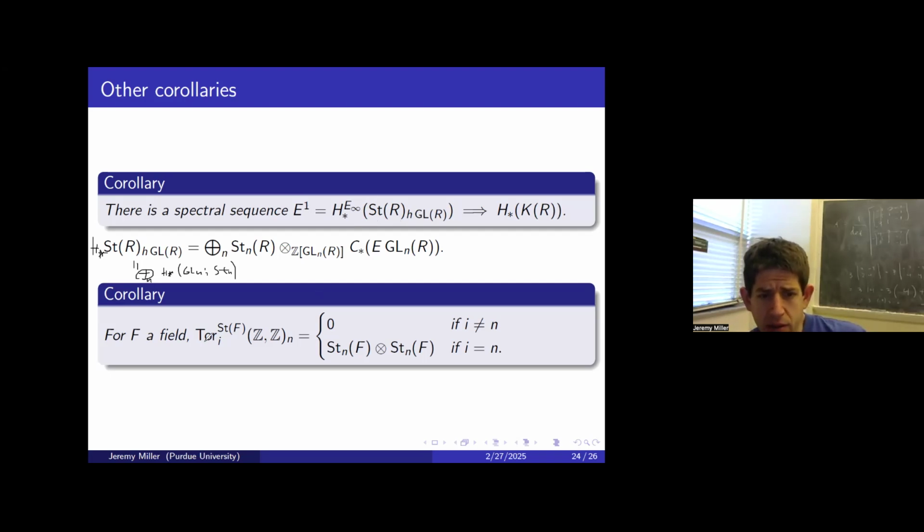It also tells you that for F a field, the Koszul dual of this, that tells you that this Steinberg ring is Koszul, and its Koszul dual is given by Steinberg tensor Steinberg. Yeah, and somehow this has some interpretation in terms of polylogarithms, but I don't know that much about that.